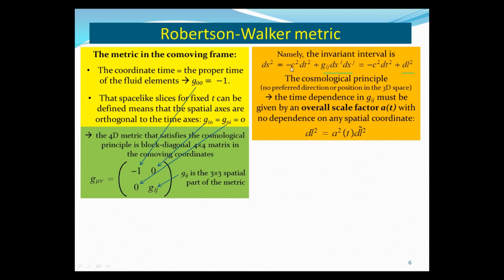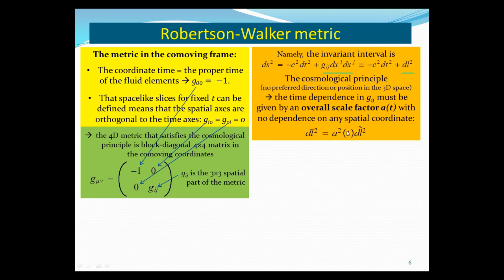So in terms of the invariant interval, it is of course minus c squared dt squared plus g_ij dx^i dx^j, and this part we call dl squared. Now the cosmological principle, which says no preferred direction or position in the 3D space, means the time dependence of the g_ij must be an overall scale factor, let's call it A, with no dependence on any spatial coordinates. All the time dependence is in this overall factor.